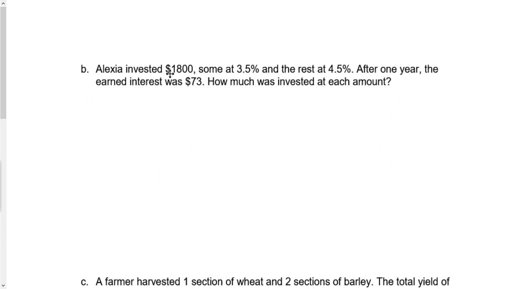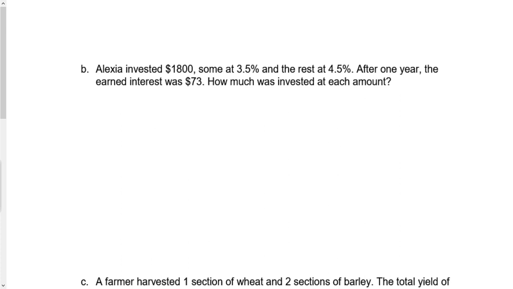Okay, another equation. Alexia had invested $1,800. Since we have 2 bits of information, let's identify what our pieces of information are. We have something to deal with money, interest percent, and more money. So Alexia had invested $1,800, some at 3.5%, and the rest at 4.5%. After 1 year, the earned interest was $73. How much was invested in each amount?